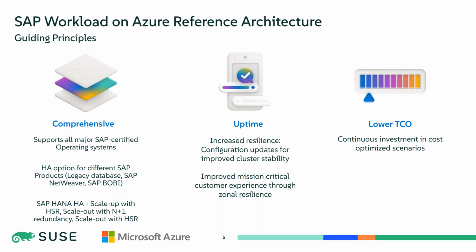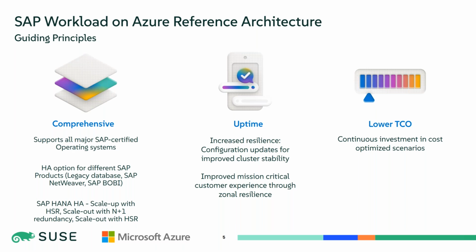That includes SAP NetWeaver, Business Objects, legacy databases, and the SAP HANA database. Even with regard to the SAP HANA database, we try to provide all the solutions: HANA scale up with HSR, HANA scale out with standby, and HANA scale out with HSR as well. This shows the diverse portfolio that we have, and we keep updating the reference architecture to reflect the advancements in what we deliver on Azure.